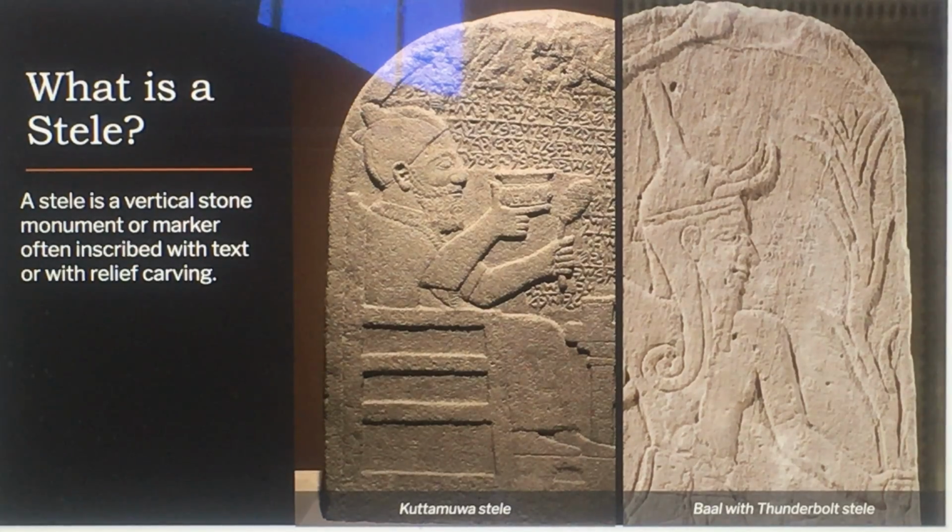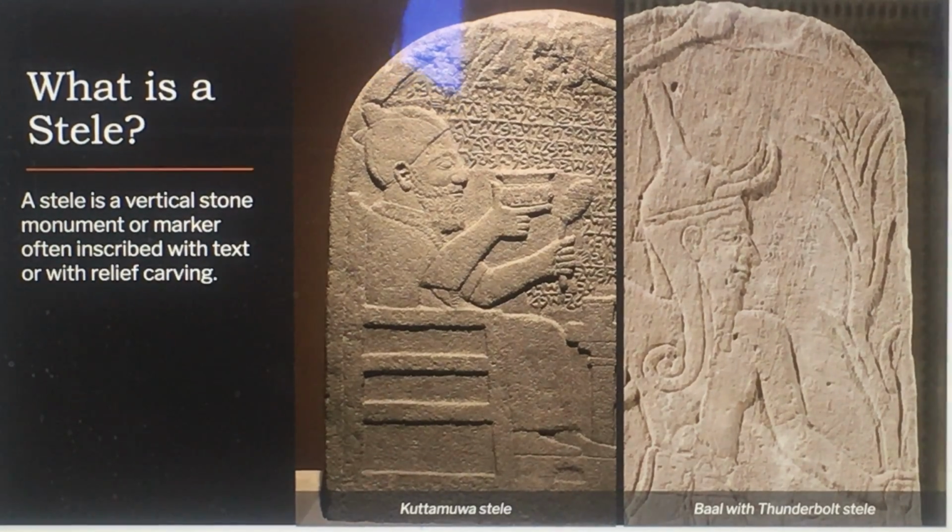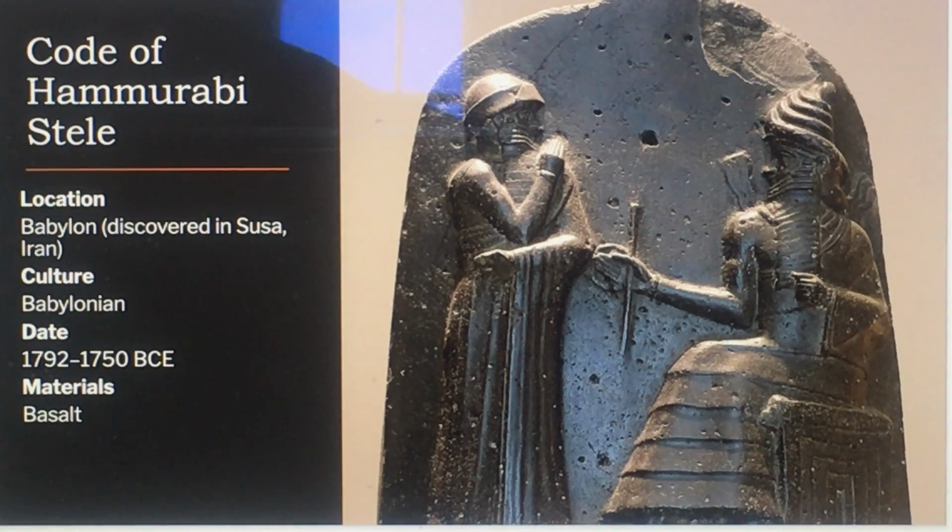So a stele is a vertical stone monument or marker, often inscribed with text or with relief carving. Kind of like what a tombstone looks like, right? But probably a little bit larger. So the stele, that's what they're called.